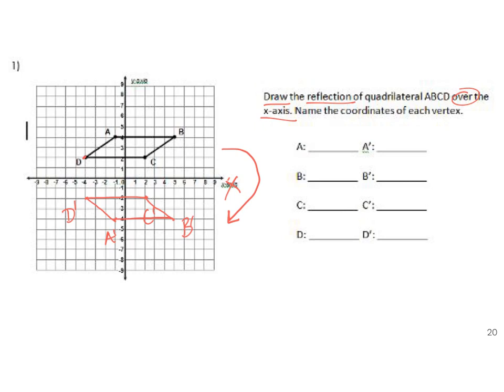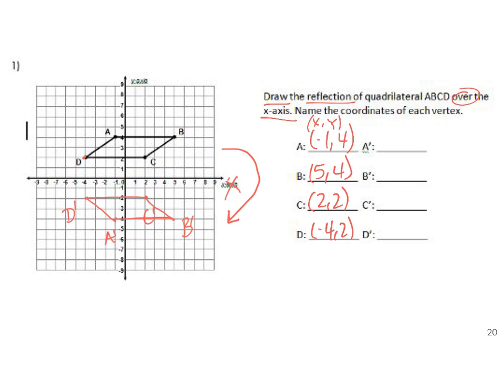Now let's get these ordered pairs. Originally, A is at (-1, 4). B is at (5, 4). C is at (2, 2). And D is at (-4, 2). Always in parentheses. X comes first, and then Y.